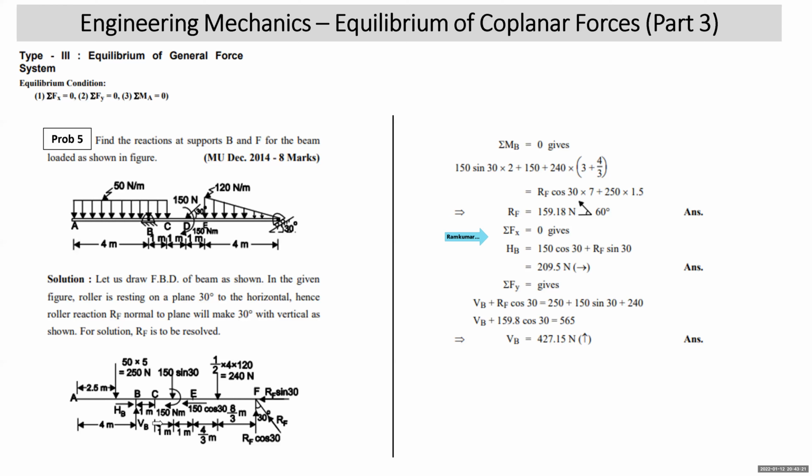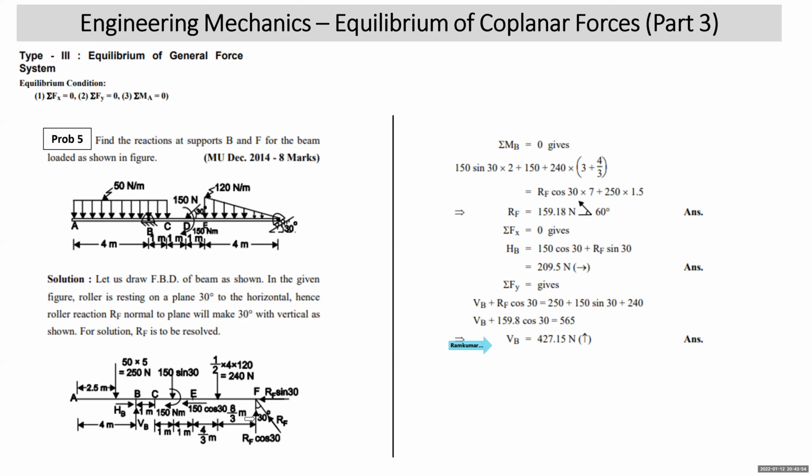Then we write sigma Fy equal to 0. Sigma Fy equal to 0 means what? Upward forces are equated to downward forces. What are the upward forces? VB plus RF cos 30 equals downward 250 plus 150 sin 30 plus 240. Just substitute the value of RF, you get the value of VB. So this way, students, we have arrived at the reactions HB, VB, and RF. In this problem, the roller was resting on a plane which is 30 degrees to the horizontal, so the reaction exerted by the roller will be at 30 degrees with the vertical.